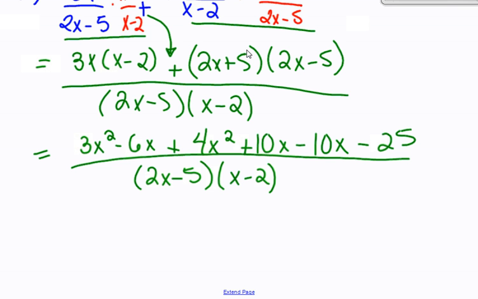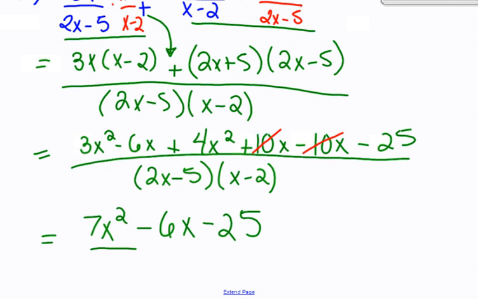We have 3x squared plus 4x squared, so we have 7x squared. We have minus 6x. This minus 10x plus 10x is going to cancel, so we have minus 6x. Oh, plus 4, yeah, and then minus 25. And it's all over 2x minus 5 and x minus 2.